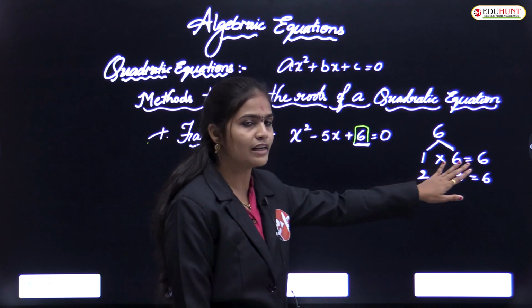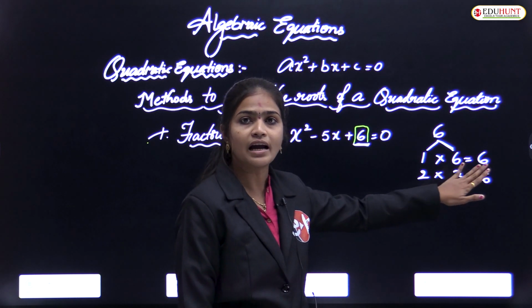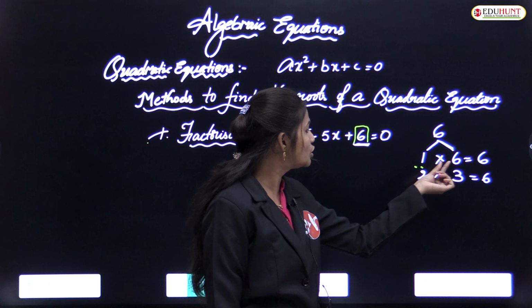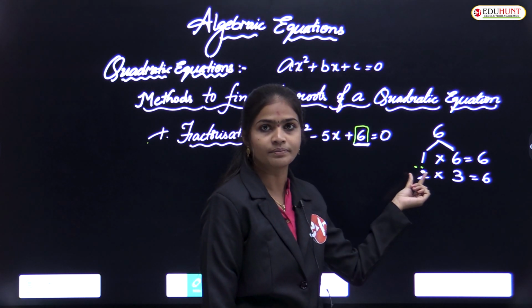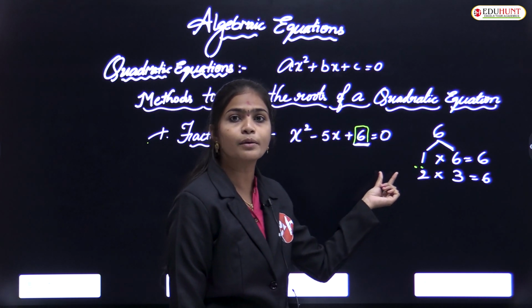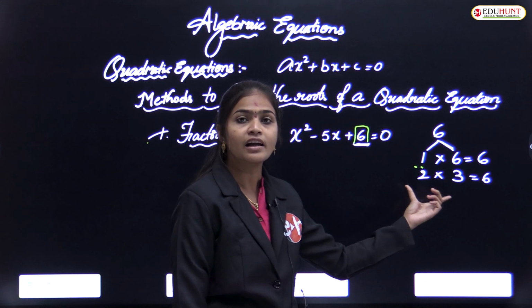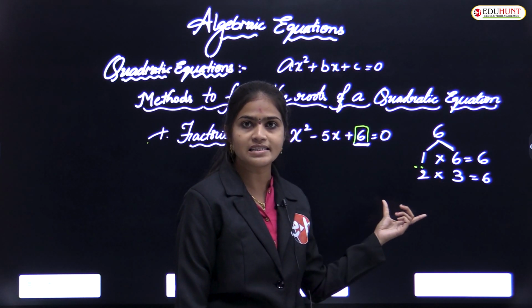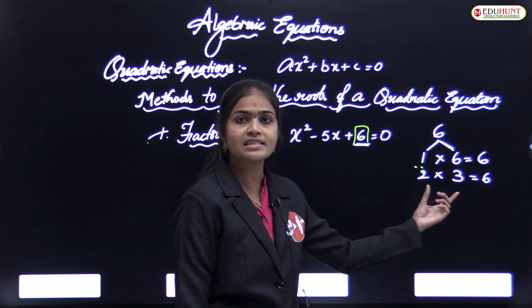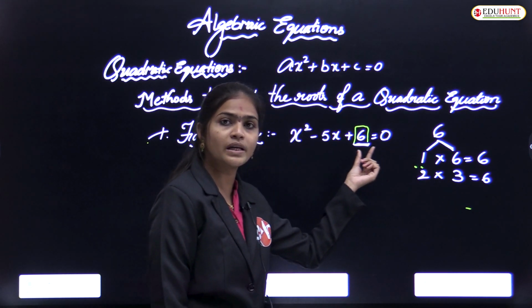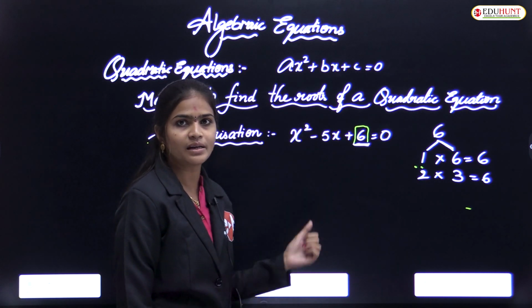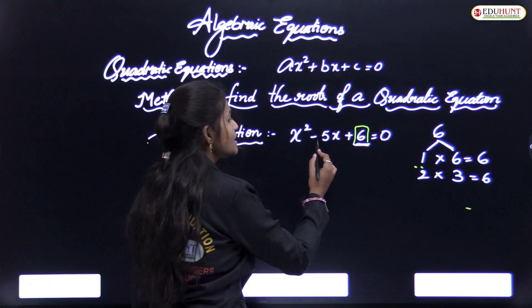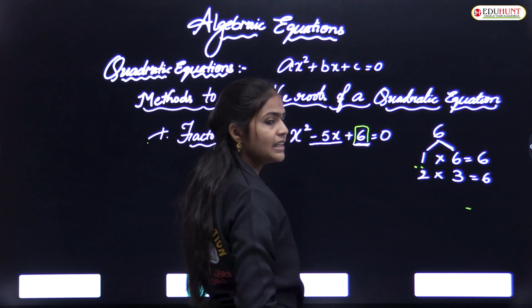Okay, so these values are satisfying? No. Now here we have to observe one more thing, that is the factors which we have taken for that product. Which factors we have taken for that product, the sum or difference of those two factors should be equal to that middle term. Here the x term is there, no? We have to equate that one.